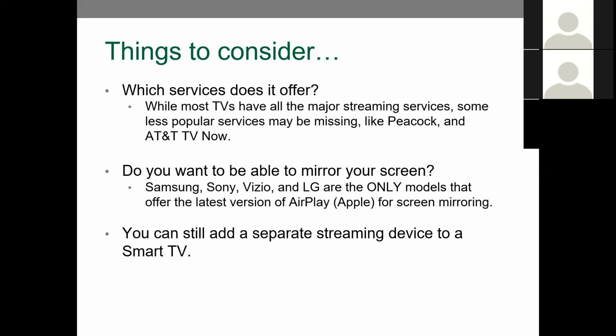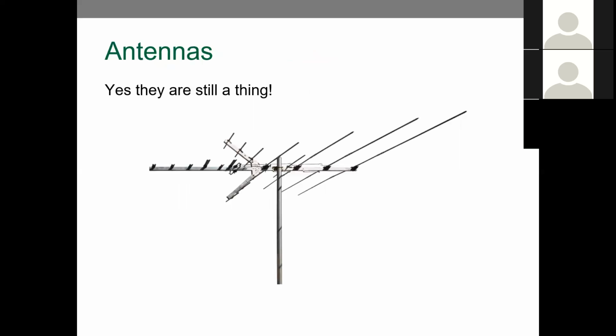Okay, so that's all the fancy stuff, the things to consider. But what if with all this, you still don't quite get the local channels, you still don't quite get the sports that you're looking for? Well, we're going to antennas. But before we get into antennas, I had a couple hardware questions that came through, and I wanted to make sure that I could slide them in.